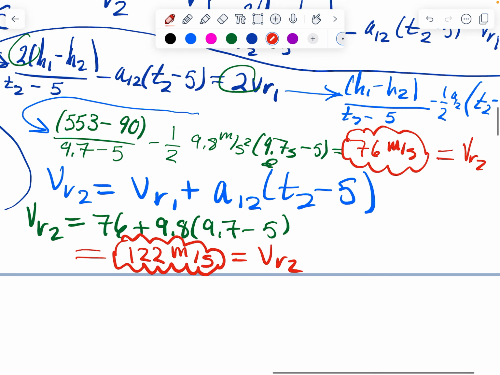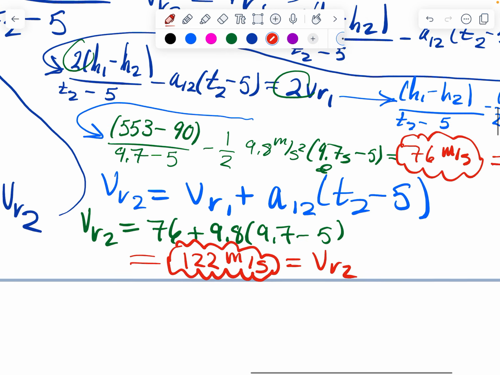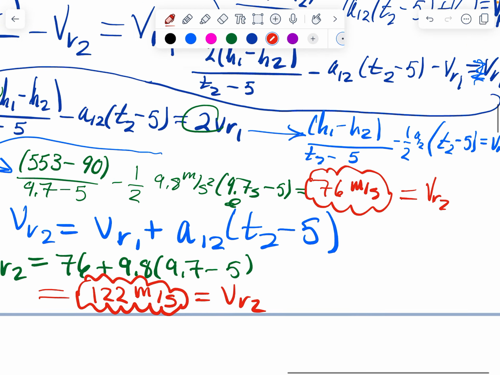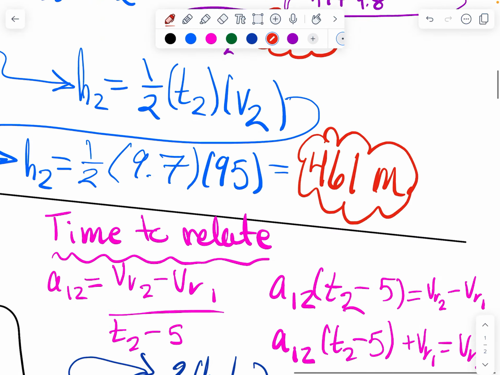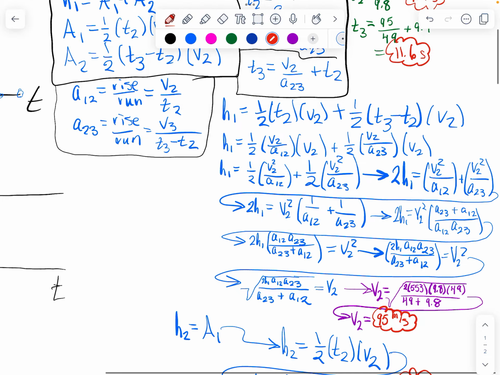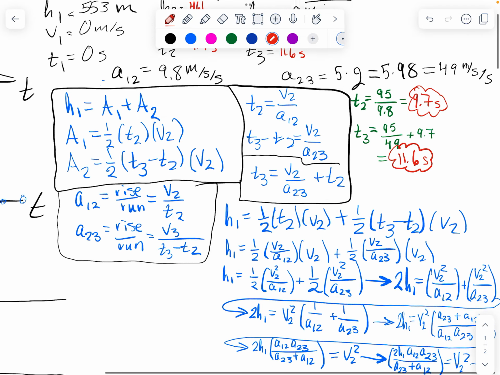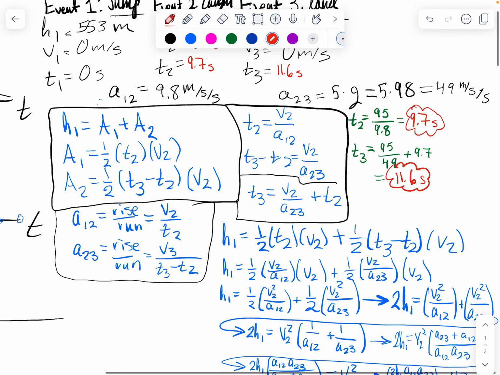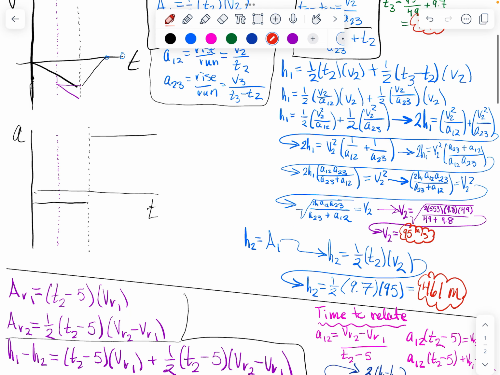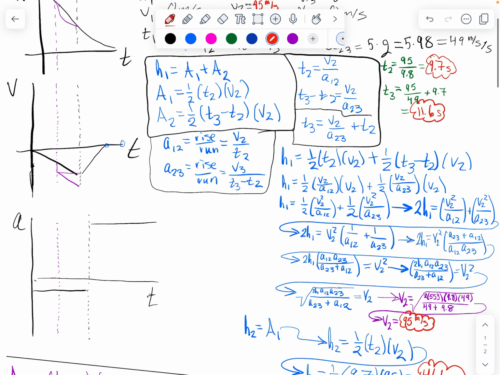It should be all of our unknowns. We got VR1, we got VR2, using our relating equations. That's pretty great. Then up here, we got all of our other equations, right? H2, V2, T3, T2. Well, I'm happy to find that and be done with the Rocketeer. Thank you, and peace.